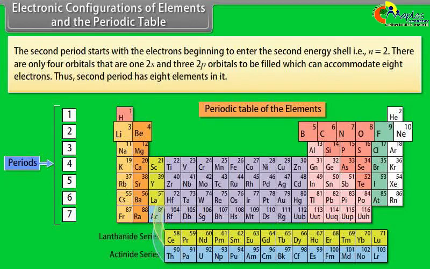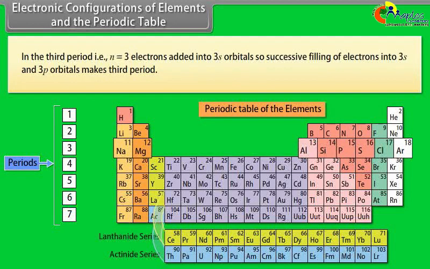The second period starts with the electrons beginning to enter the second energy shell, that is, n is equal to 2. There are only 4 orbitals, that are one 2s and three 2p orbitals to be filled, which can accommodate 8 electrons. Thus, the second period has 8 elements in it.